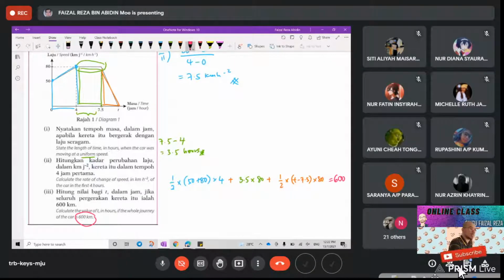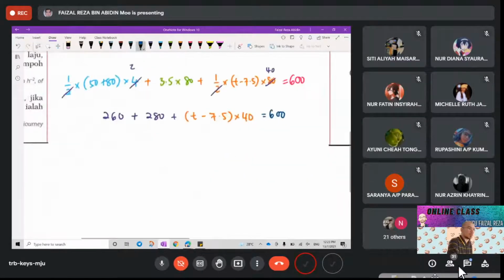So we're going to find one by one here. 2 and 4, 2. Is there anything? Okay, 2 and 80, I get 40. Is there anything? None. So 50 plus 80, 130 times 2. So over here I'm going to get 260 plus 3.5 times 80. I'm going to get 280 plus, okay, this one I'm going to put like that only. I'm not going to expand. t minus 7.5 times 40. Just take it like that. It equals 600.